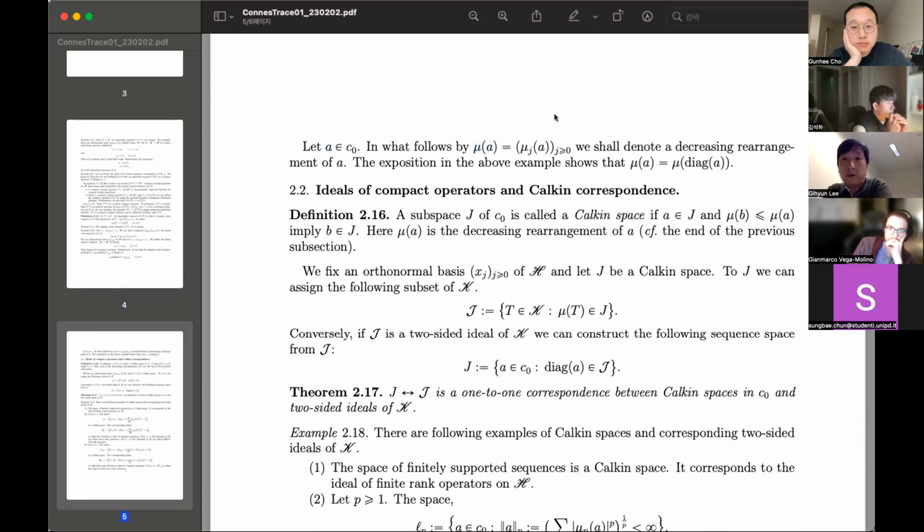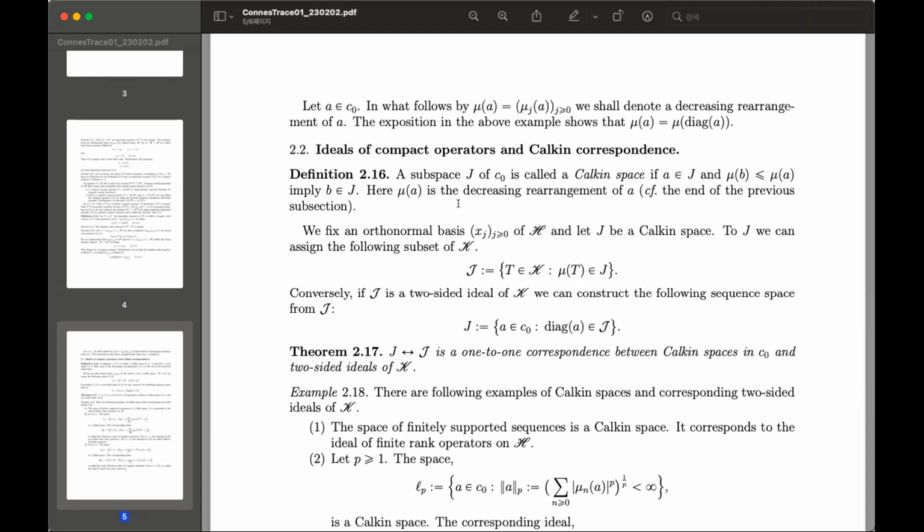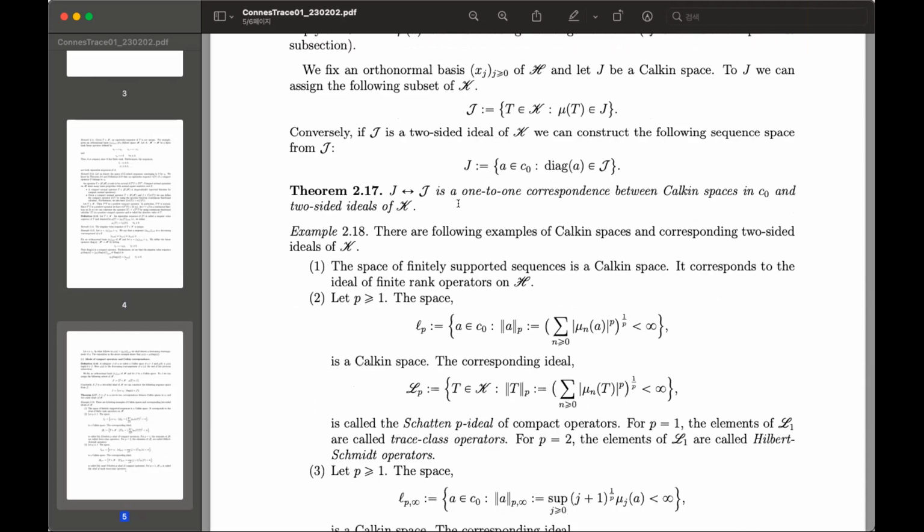Okay, right, and a subspace J of C0 is called a Culkin space if it satisfies this condition. If A is an element of this sequence space and the decreasing rearrangement of B is dominated by the decreasing rearrangement of A, then B is also an element of J. All right. So what is the typical example of this Culkin space?